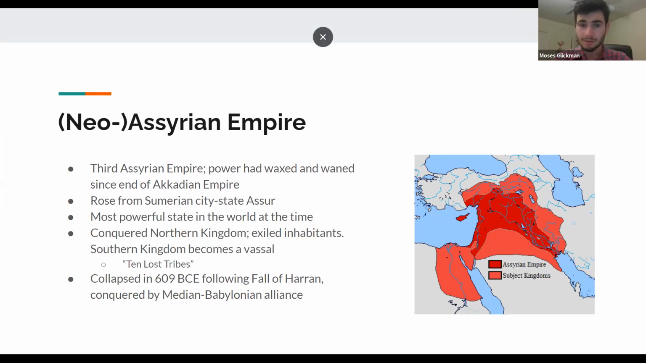Can everyone see my mouse? Just put a thumbs up if you can see my mouse moving around. Yes, it's small, but it's there.